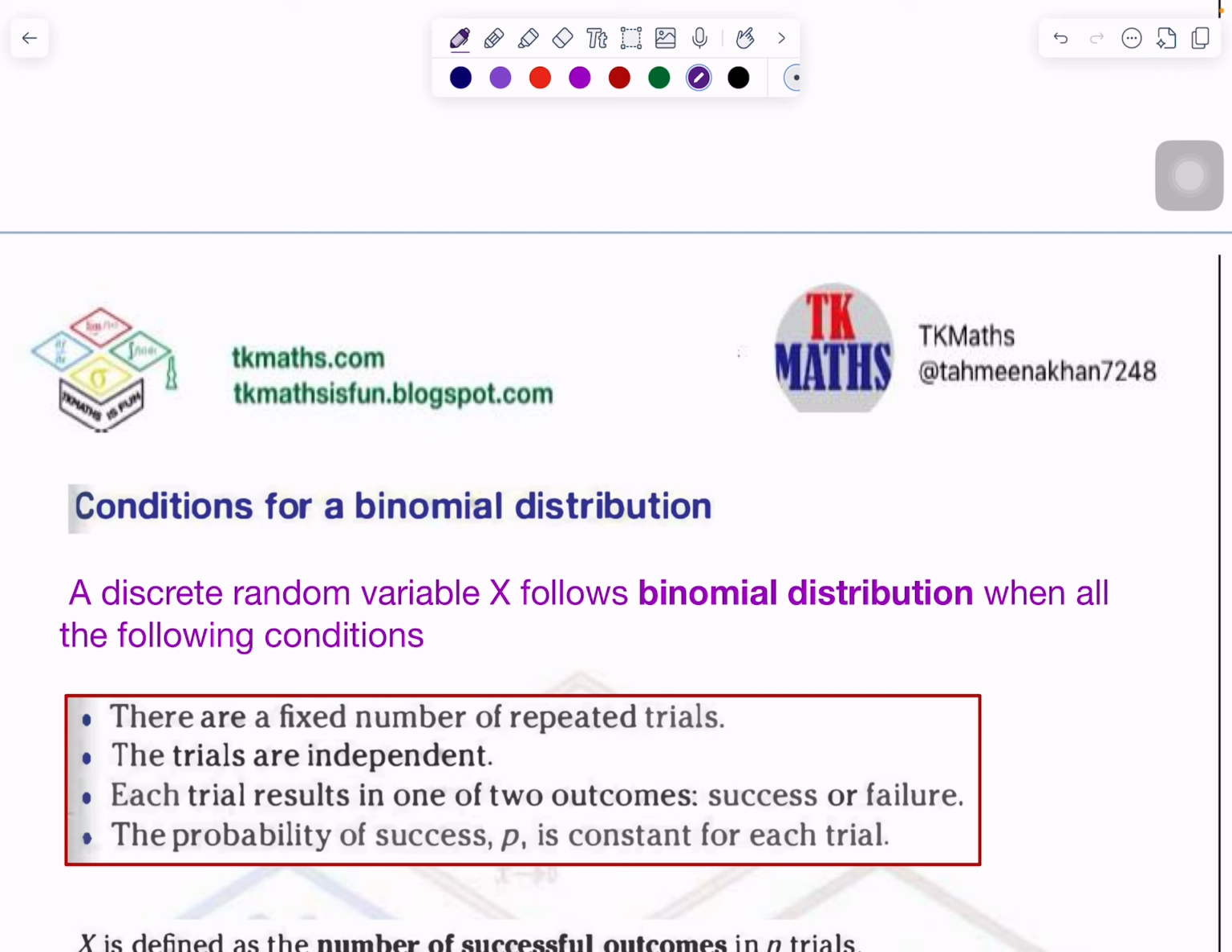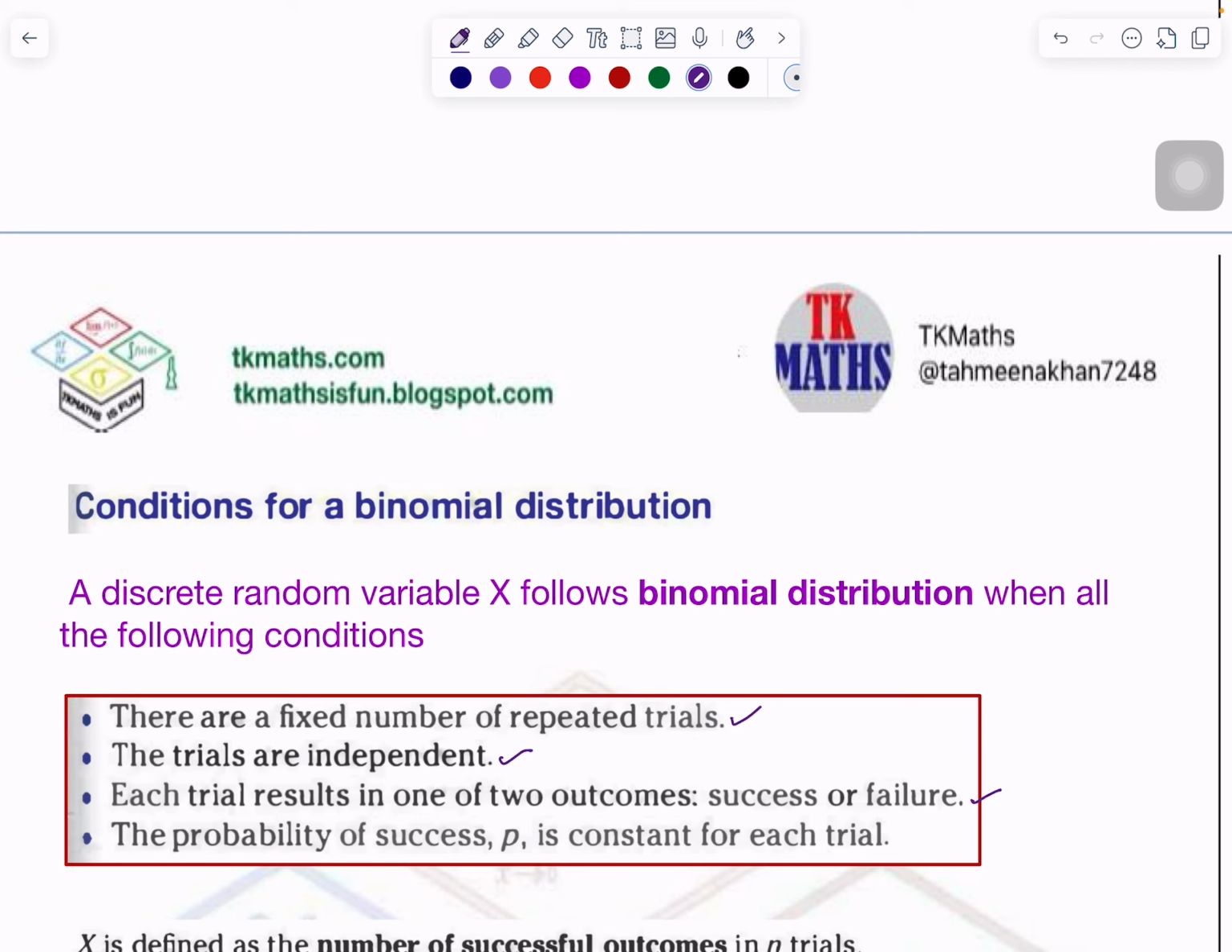Number one thing, there should be a fixed number of trials. For example, in the above cases, we were taking 3 times toss, 10 times toss, 16 times toss, whatever. So the number of times the experiment is happening should be fixed. Trials are independent. Each trial result is failure or success.